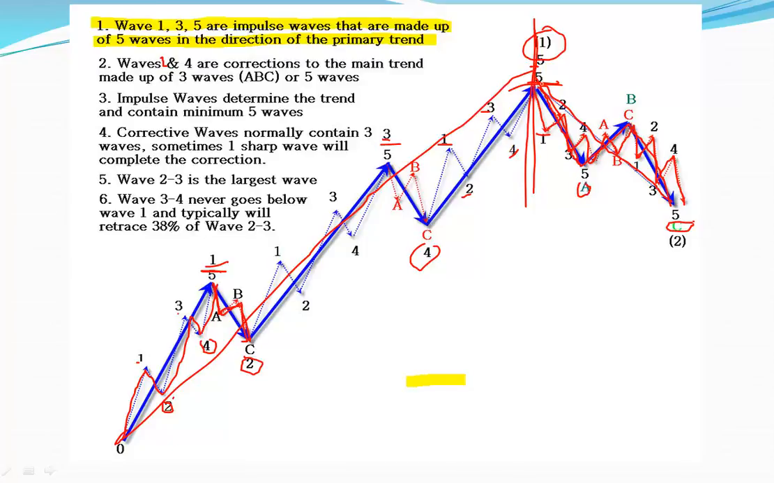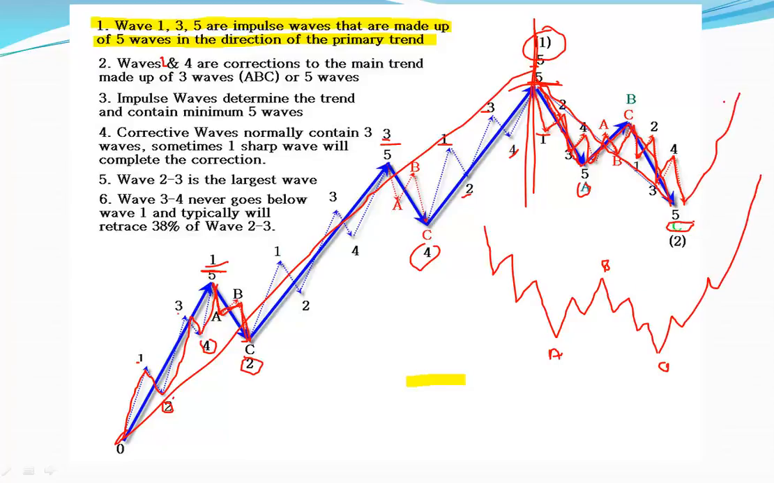But since it's a big, longer process, you may have that series of 1, 2, 3, 4, 5, A, B, C up, and then 1, 2, 3, 4, 5 to get that ABC corrective wave process before the market can start turning up again. So that's essentially what that is saying.